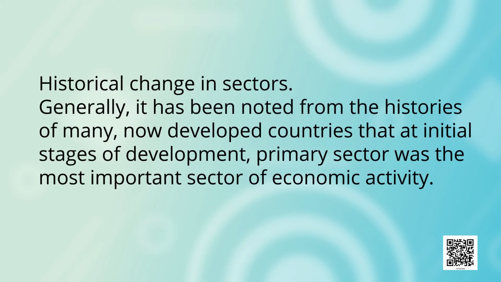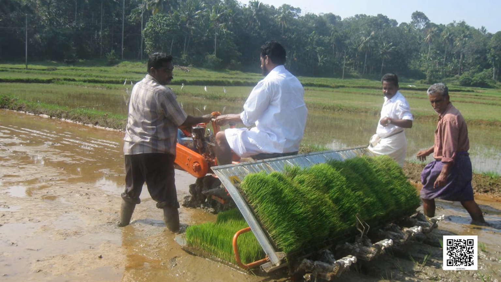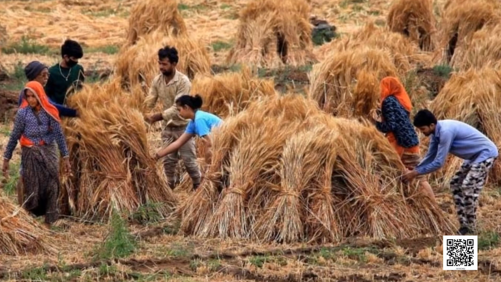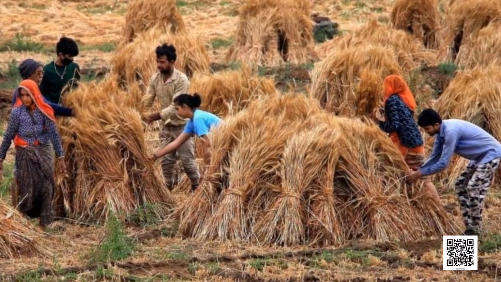Historical change in sectors. Generally, it has been noted from the histories of many now developed countries that at initial stages of development, primary sector was the most important sector of economic activity. As the methods of farming changed, the agriculture sector began to prosper. It produced much more food than before. Many people could now take up other activities.